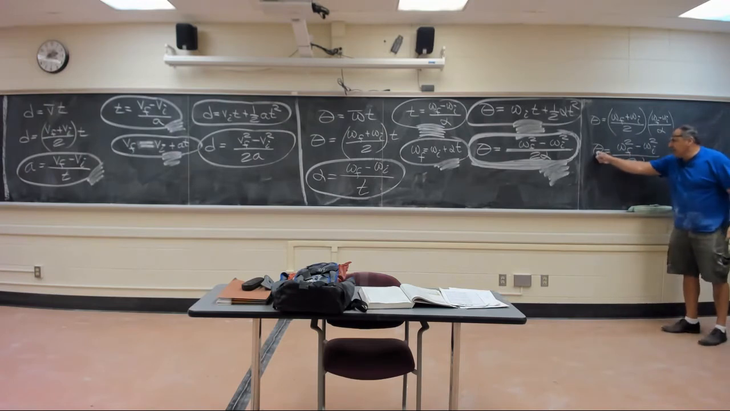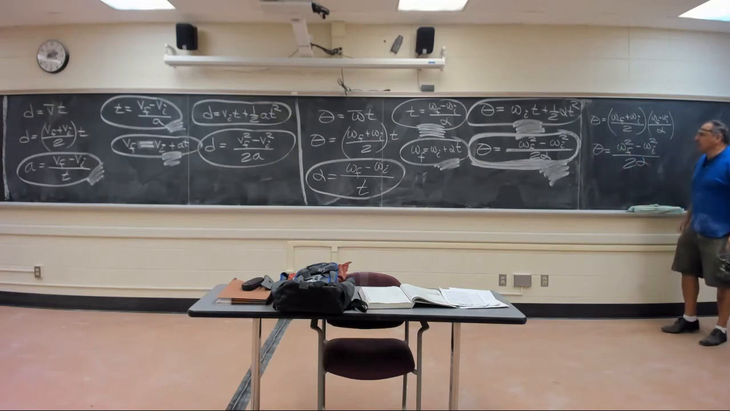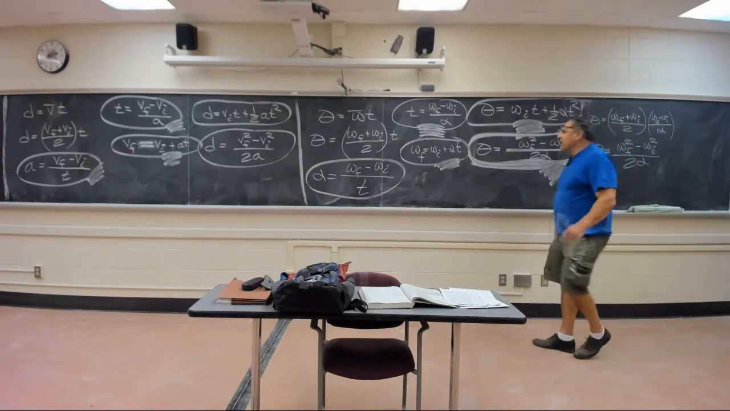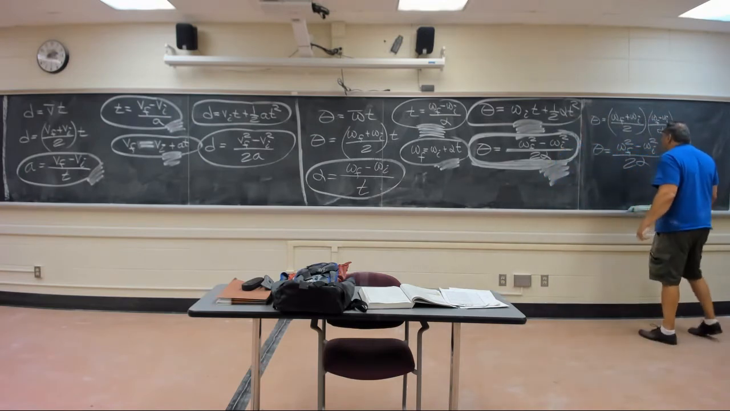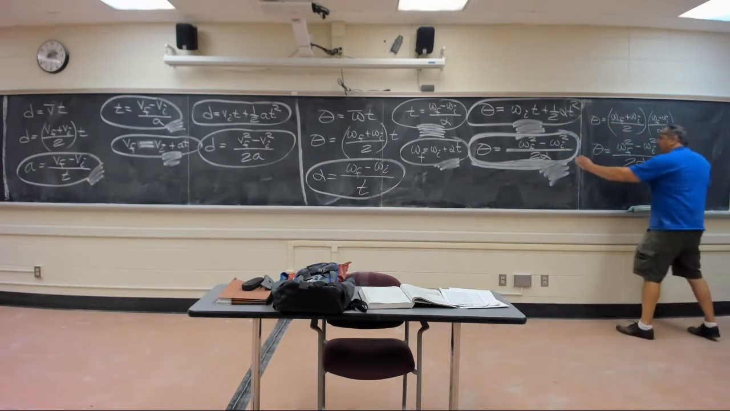Wow, that looks like d, that looks like v, that looks like d, that looks like vf, that looks like vi, that looks like a. Theta equals omega f squared minus omega i squared over 2 alpha. You could have done it just like that. Absolutely. And that's where you're getting that answer.